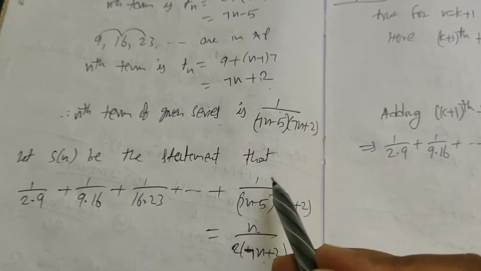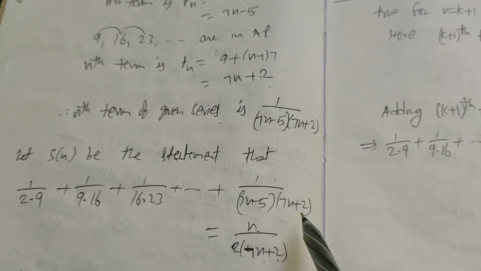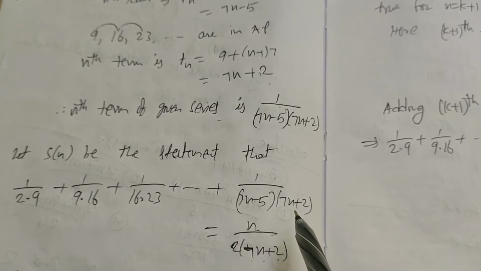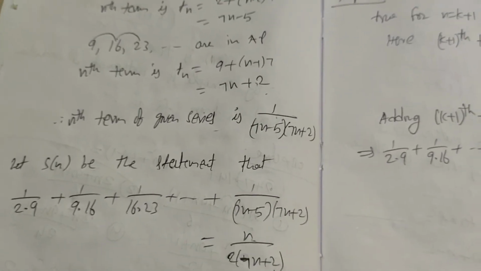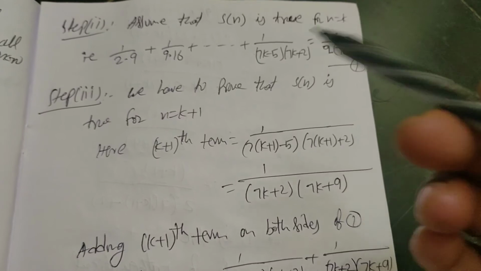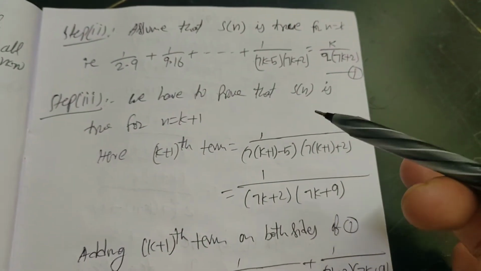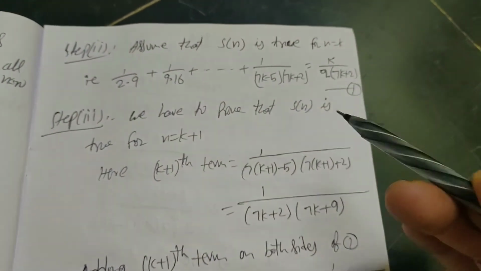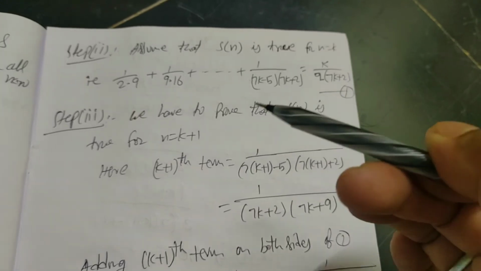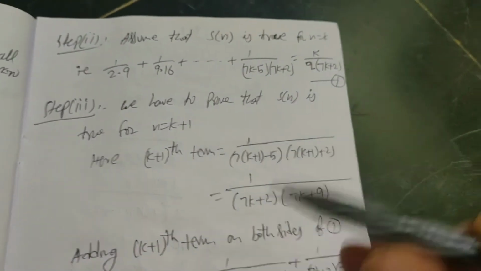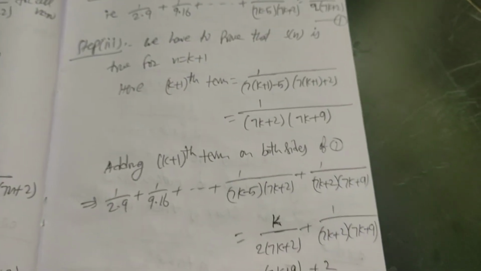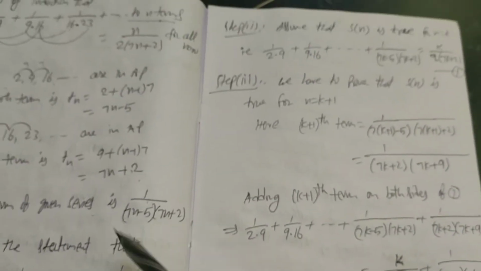by 16 into 23 plus and so on plus 1 by 7k minus 5 into 7k plus 2 plus 1 by 7 of k plus 1 minus 5 into 7 of k plus 1 plus 2. We have to consider that. That will happen when you add the k plus 1th term to both sides of 1. If you add the k plus 1th term to both sides of 1, then you get the LHS up to the k plus 1th term, and if you simplify the RHS, that gives the answer you need.